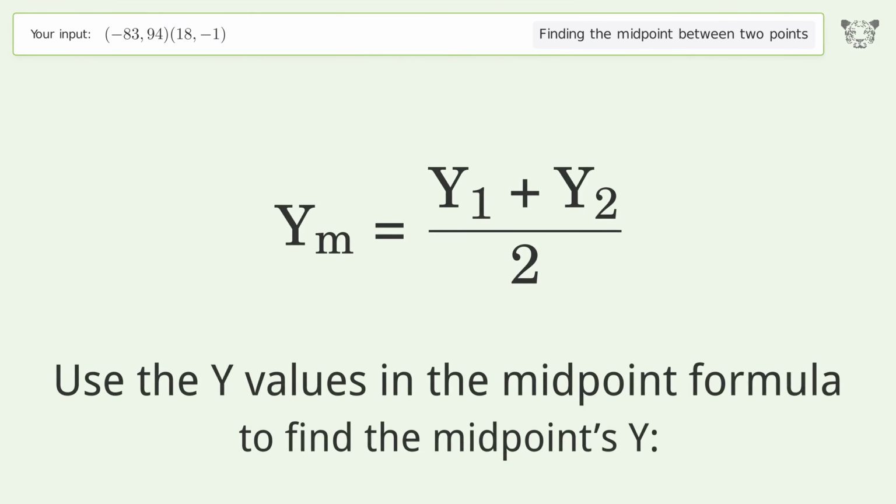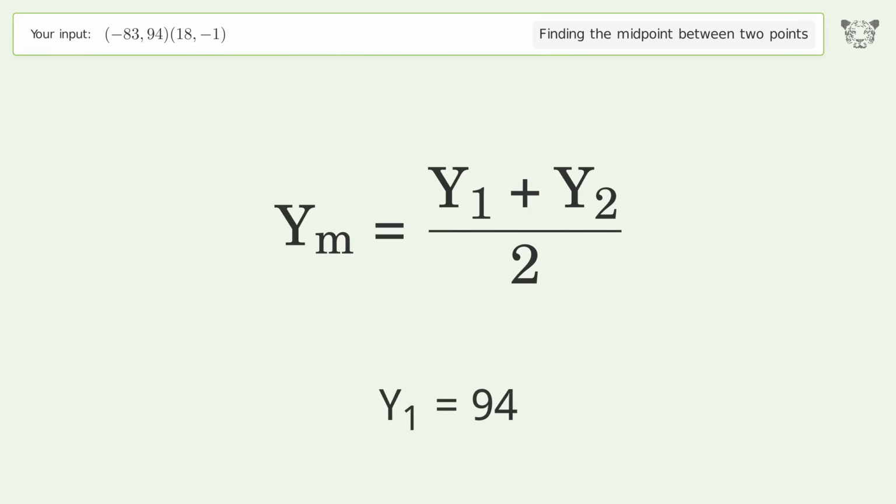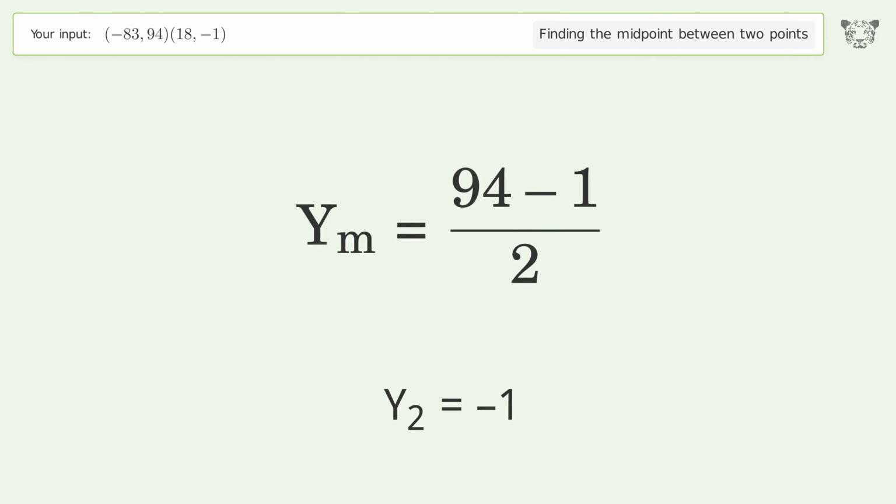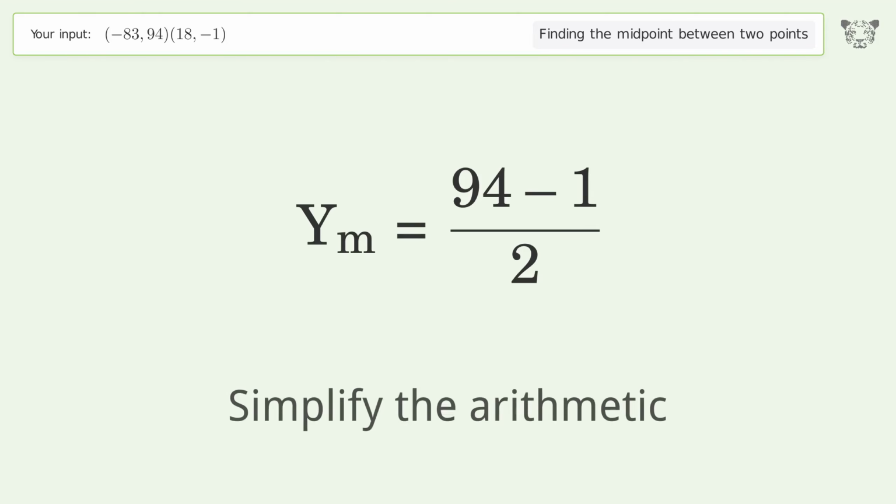Use the y values in the midpoint formula to find the midpoint's y. y1 equals 94. y2 equals negative 1. Simplify the arithmetic.